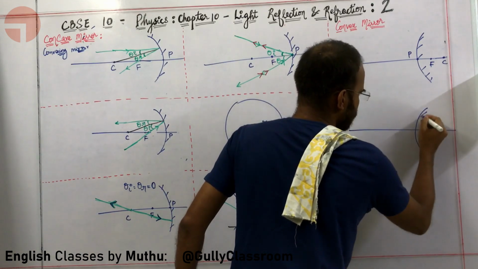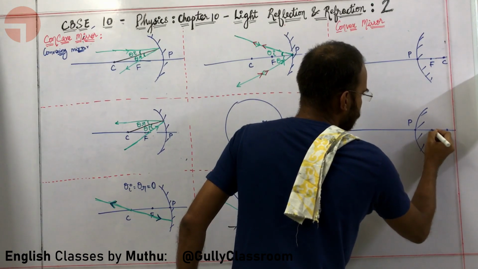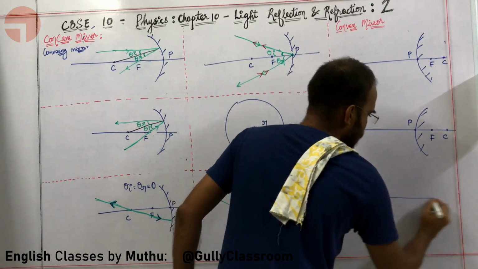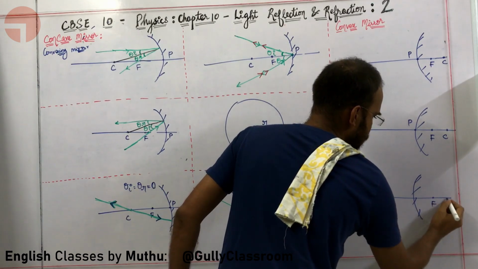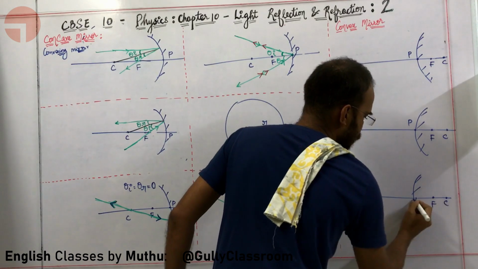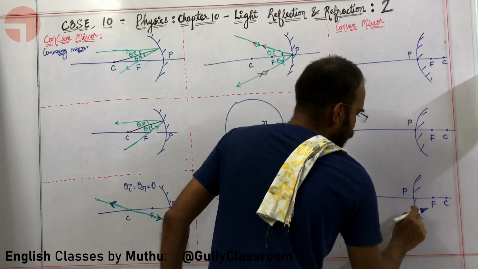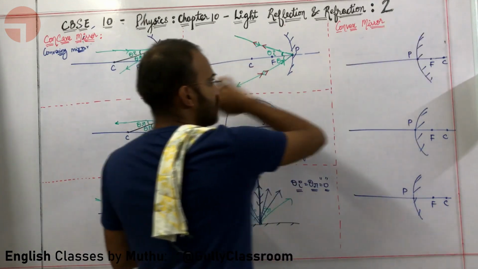Once more, let us draw the same diagram. Here this is your pole, this is your principal focus, this is your center of curvature. Okay sir, now let us draw each and every diagram for each and every given condition.